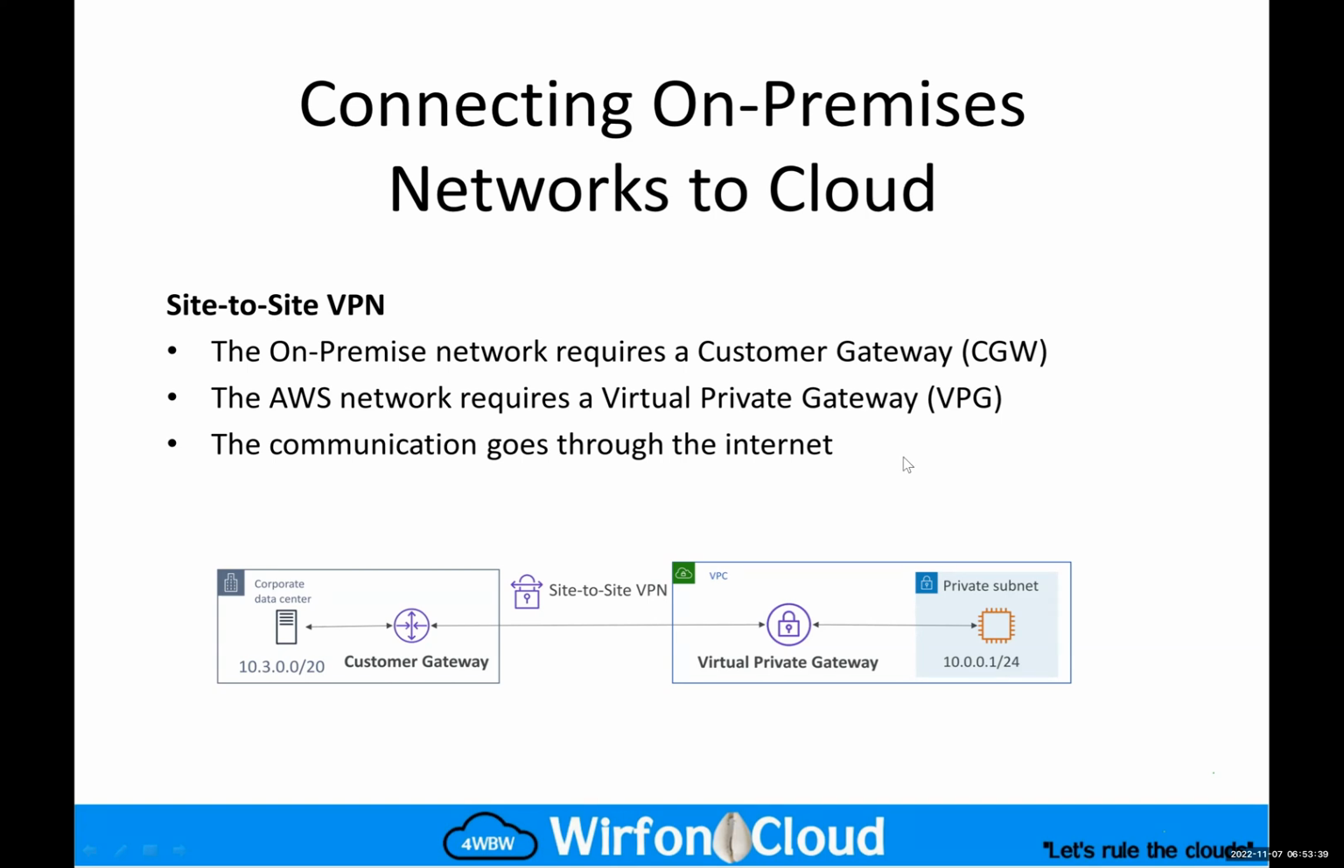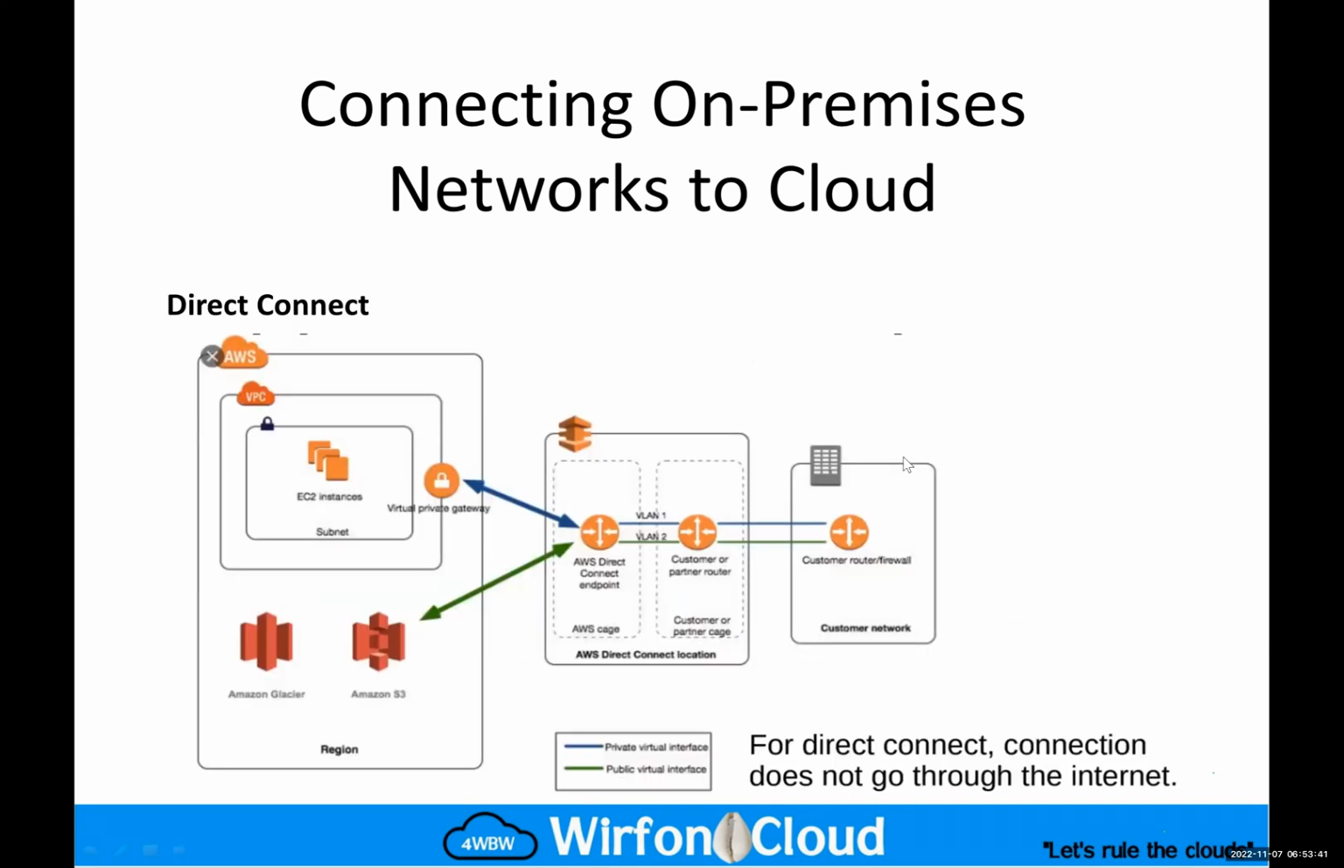So in Direct Connect, remember in the first case we are using the internet to be able to do traffic. So Direct Connect, think of it as you really want a cable running from your data center to the AWS cloud. So you want a physical cable that runs from your data center to the AWS cloud.